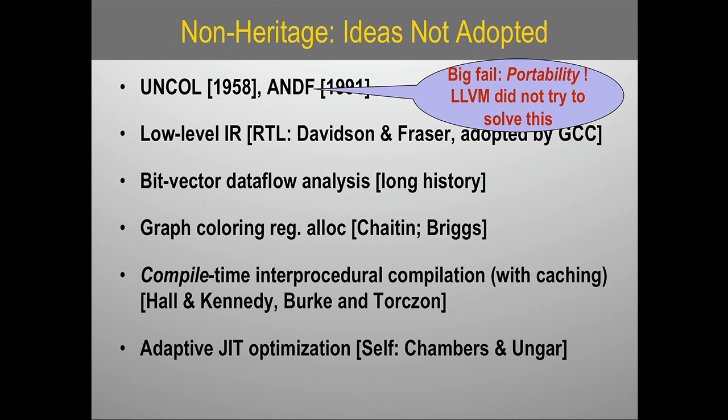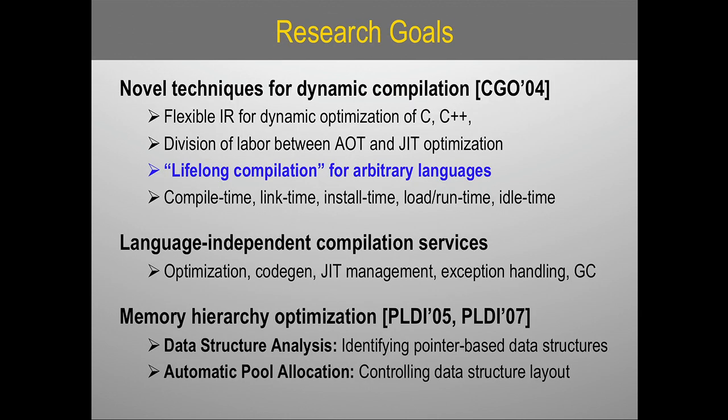Another big one was compile time interprocedural compilation. So we pretty much committed to doing link time interprocedural stuff from day one. And I think that was a good choice. Compile time has some minor advantages, especially when it comes to source level information. But other than that, link time does really well, and compile time has major engineering problems in integrating with build systems. Adaptive JIT optimization, I already mentioned that earlier.